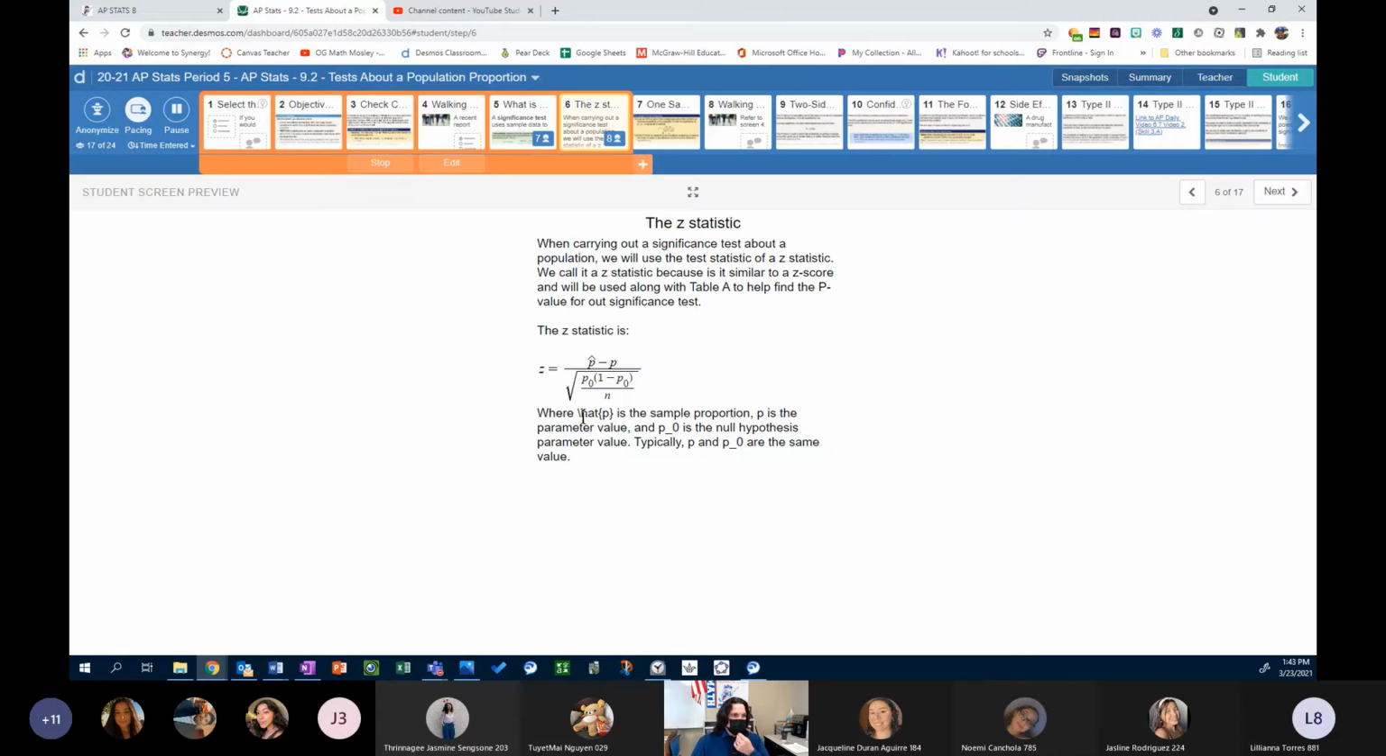All right, the Z statistic is Z equals p hat minus p divided by the square root of p sub 0 times 1 minus p sub 0 divided by n. And I forgot to fix my notations here, so I apologize, but p hat is the sample proportion, p is the parameter value, and p sub 0 is the null hypothesis parameter value. Typically, p and p sub 0 are the same value. I'm not going to spend too much time on this screen because the next one has our formal definition with the same formula on it.